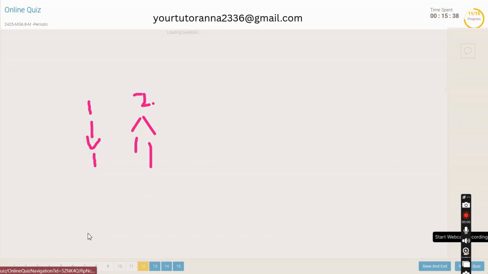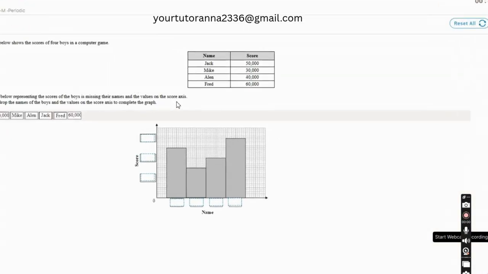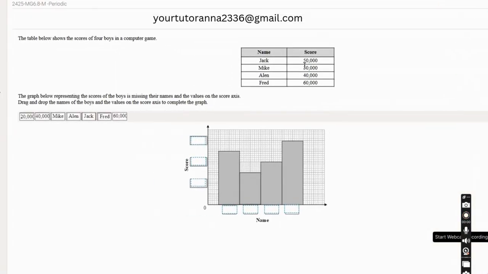Okay, so let's go to the next one. In this one, you just have to figure out what is the highest number. 60,000 for Fred. So we're going to write 60,000. They're saying score, so we'll write 60,000 here, and for the tallest bar, Fred. The next one is Ellen, right? Oh, sorry, Jack. So Jack is the next one, a bit smaller than Fred.